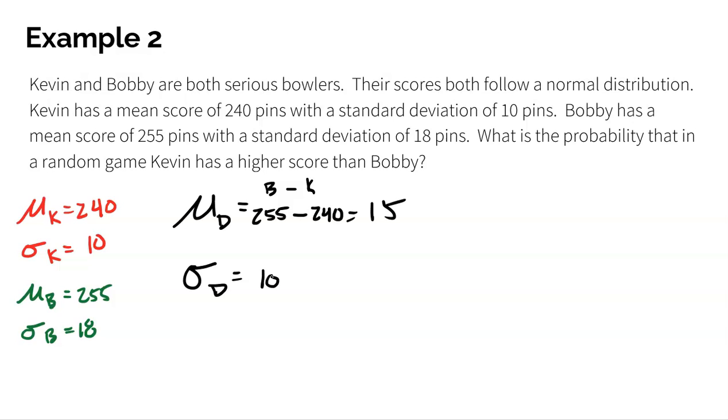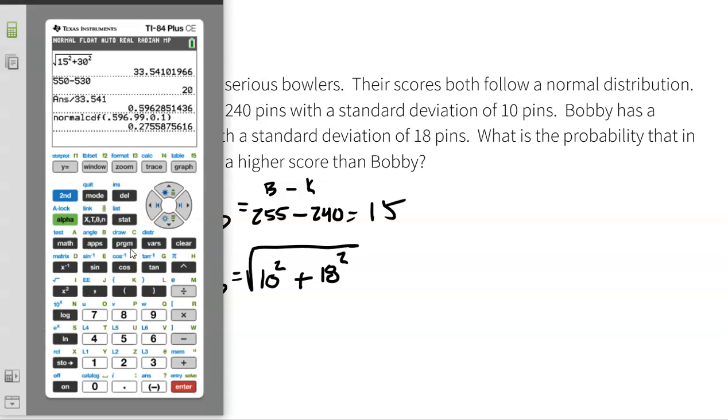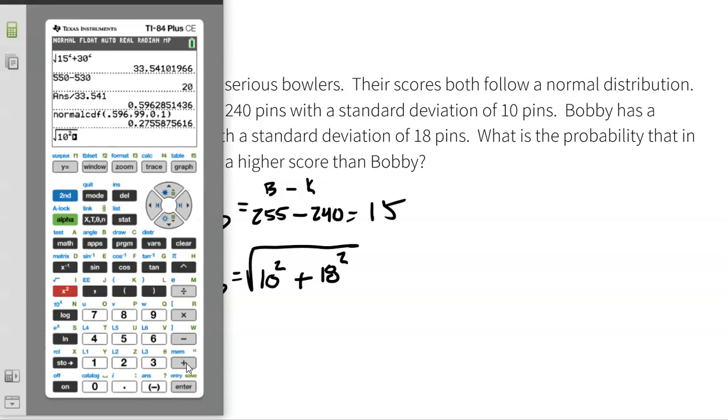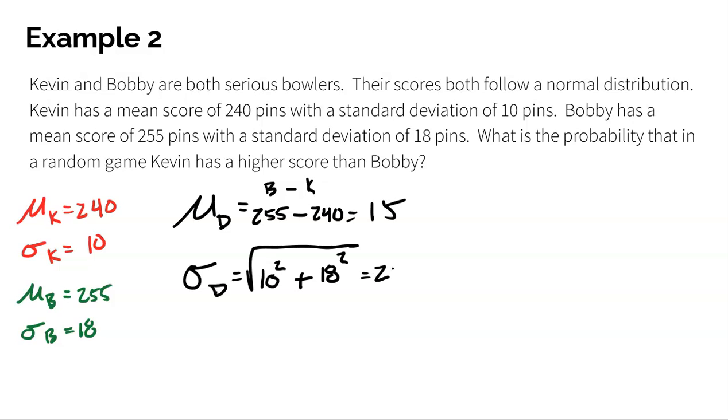So I'm going to take the variance, because I'm not allowed to add or subtract standard deviations. Kevin's variance is 10 squared. Bobby's is 18 squared. But remember that rule, variance always adds, even in a problem where you're looking at the difference. So I still am going to add those. So I'm going to get my square root here: the square root of 10 squared plus 18 squared, which is 20.591.